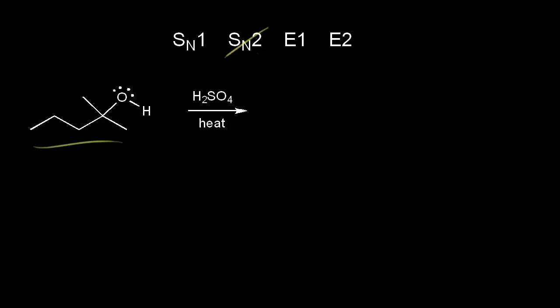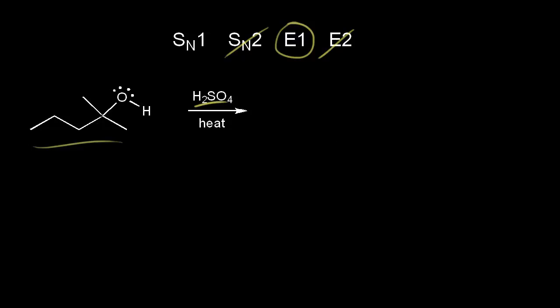We know SN2 is out, and we have a strong acid present, not a strong base, so an E2 reaction is out. And whenever you see a tertiary alcohol with something like sulfuric acid or phosphoric acid in heat, think E1 reaction. So we need to form a carbocation here, but before we do that, let's analyze the structure of our alcohol.